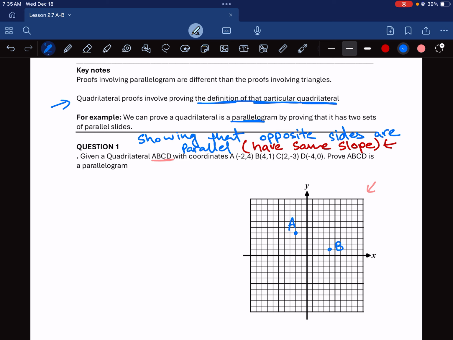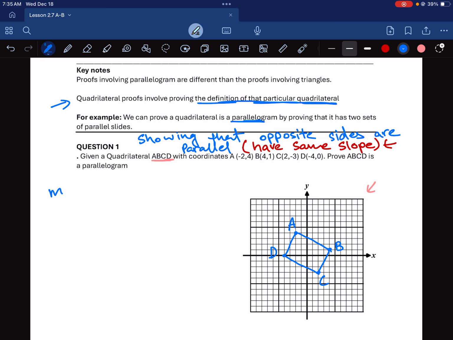C is 2, -3. And then D is -4, 0. Okay, right here. So we have to show that this right here is a parallelogram. So what we have to do is find the slope of the opposite sides. So let's go ahead and do that.